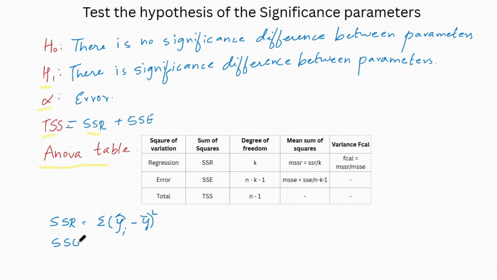SSE is equal to summation of (yi minus yi cap) whole square. TSS is equal to summation of (yi minus y bar) whole square. Here yi cap is equal to the MLR equation, and y bar means the mean of the sample y.